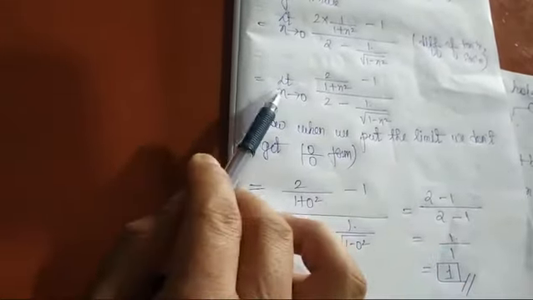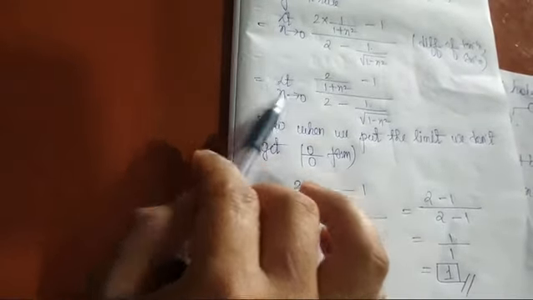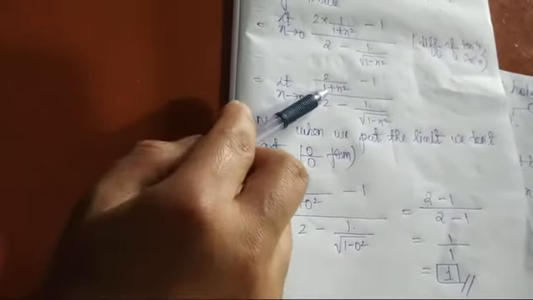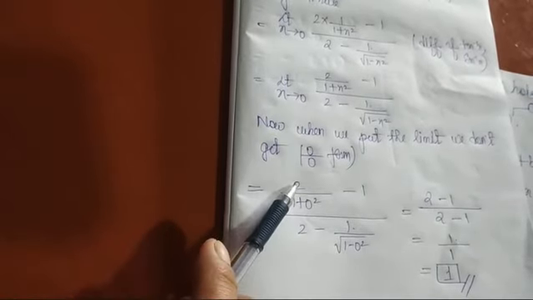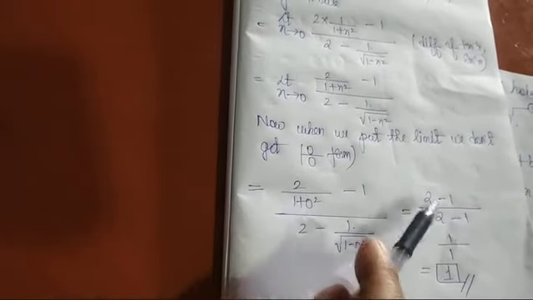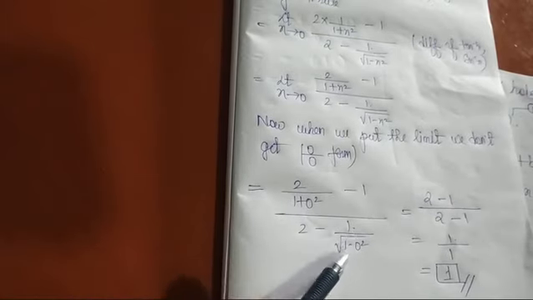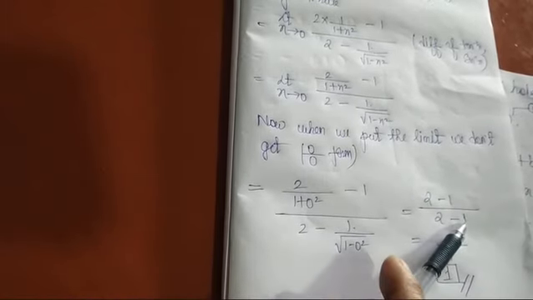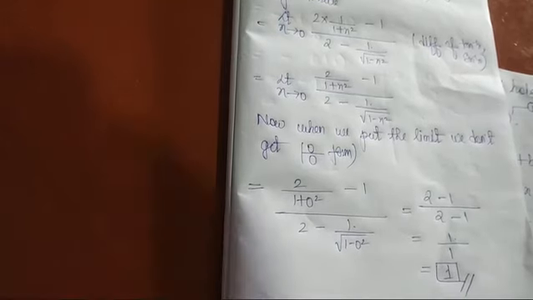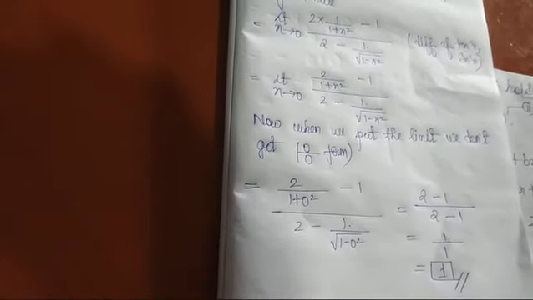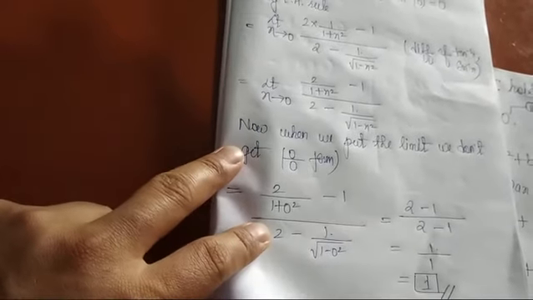So finally I have to remove the limit. Remove the limit, wherever it is x you put 0. Simplified, this is 2 divided by 1, that is 2 minus 1, and this is 2 minus 1 by root 1, which is 1, so 2 minus 1. So that is 1 by 1, which is equal to 1. So I'm pausing the video, note down the solution.